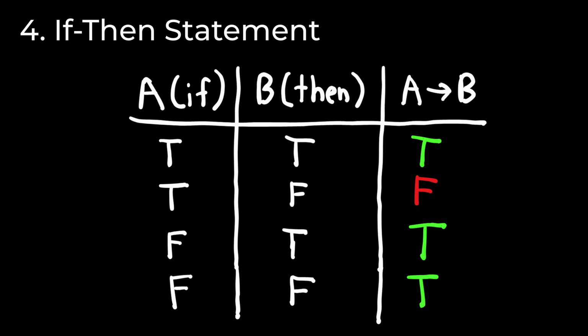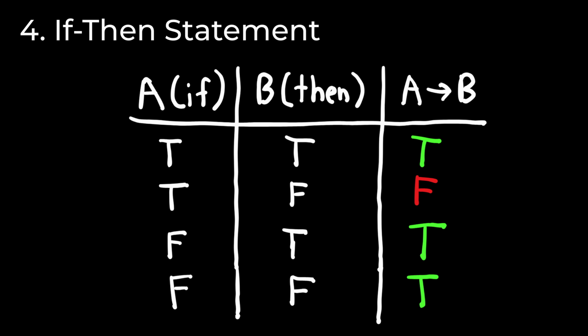An if-then statement is a conditional statement that expresses a relationship where a certain condition must be met for a specific outcome to occur. If-then statements are written with an arrow like this, where if A, then B. Here is the truth table for an if-then statement. You'll notice that each condition is true except when A is true and B is false.